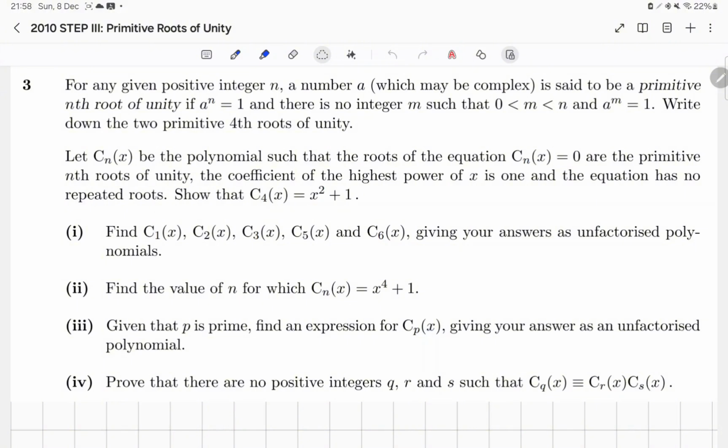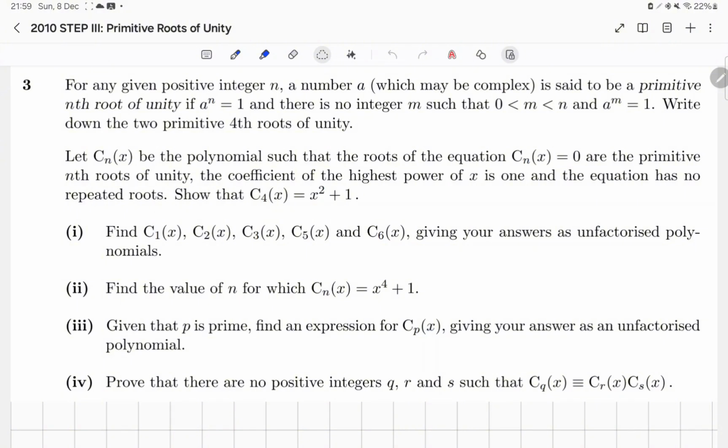For any given positive integer n, a number a, which may be complex, is said to be a primitive nth root of unity if a to the n is equal to 1, and there is no integer m such that 0 less than m less than n, and a to the m equals 1. Write down the two primitive fourth roots of unity.